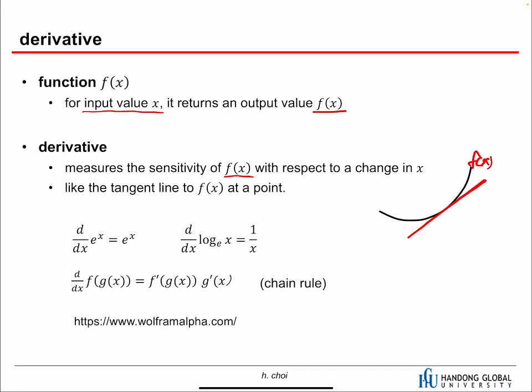Here are two famous examples. The derivative of the exponential function is the exponential function itself. And the derivative of log of x is 1 over x. And I think you're already familiar with the chain rule too. You don't have to worry about deriving all these derivatives by yourself. If you are confused with these derivatives, you can check this website and you can get the correct answer.